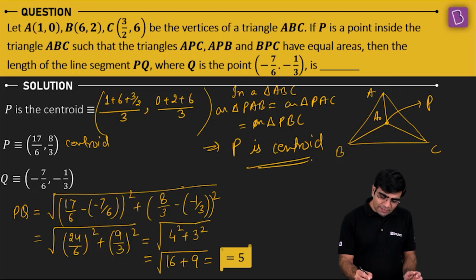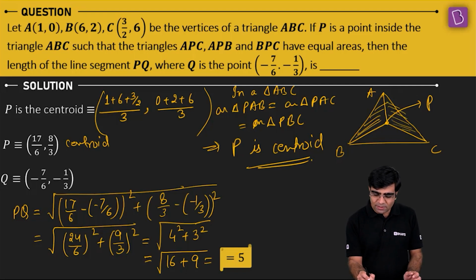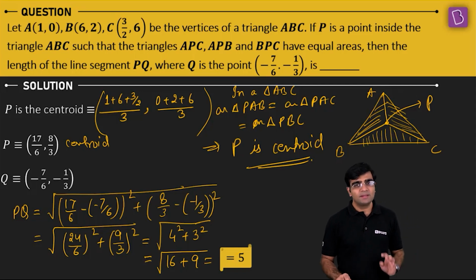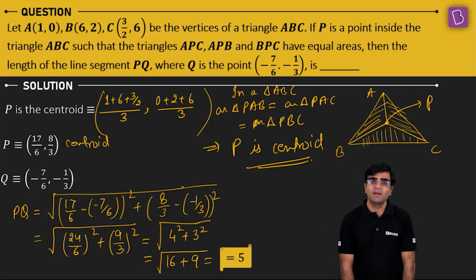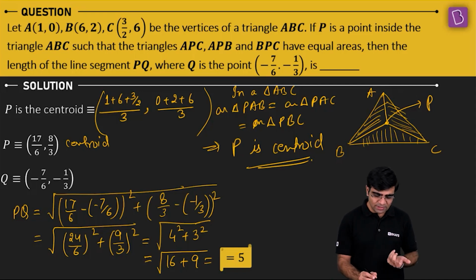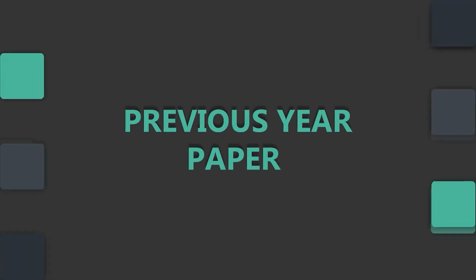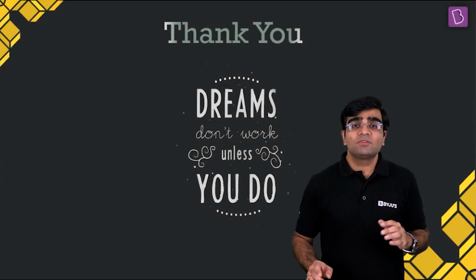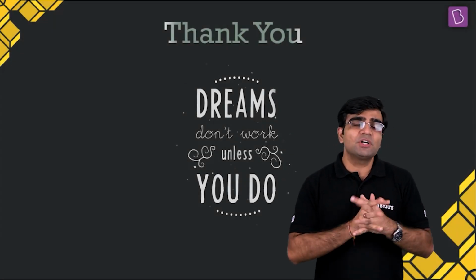I hope the entire theory is clear to everyone, right? So just for revision's sake, this area is equal to this, and all three are the same. Then P has to be the centroid. All right, everyone, lovely. So we got the numerical answer as 5. With this, we end the discussion of this paper.